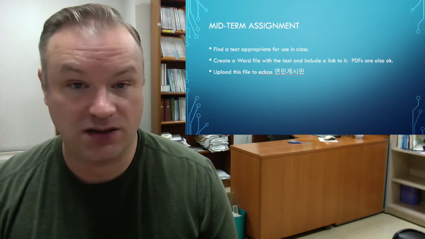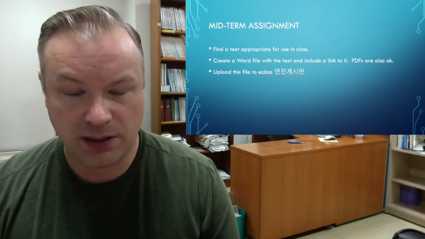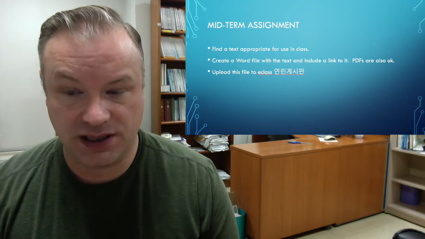Okay, so the midterm assignment for all my translation classes is the same. I want you to find a text that you believe would be appropriate for use in class. It can be academic, it can be journalistic, or professional, but it should relate to the content of the class in a very clear way.